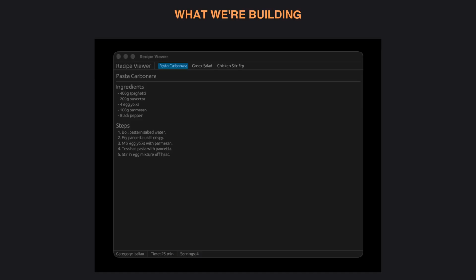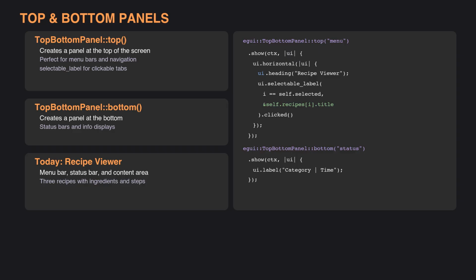Here is what we are building. A recipe viewer with panels. TopBottomPanel top creates a menu bar. Selectable label for clickable tabs. TopBottomPanel bottom for a status bar. CentralPanel fills the remaining space. 3 recipes with ingredients and steps.